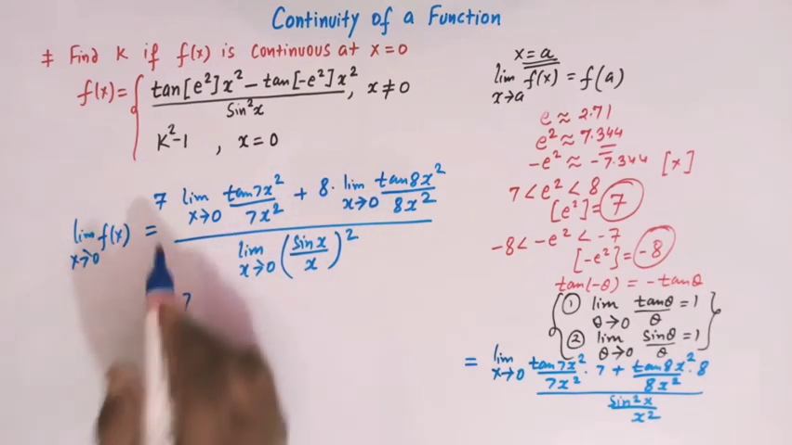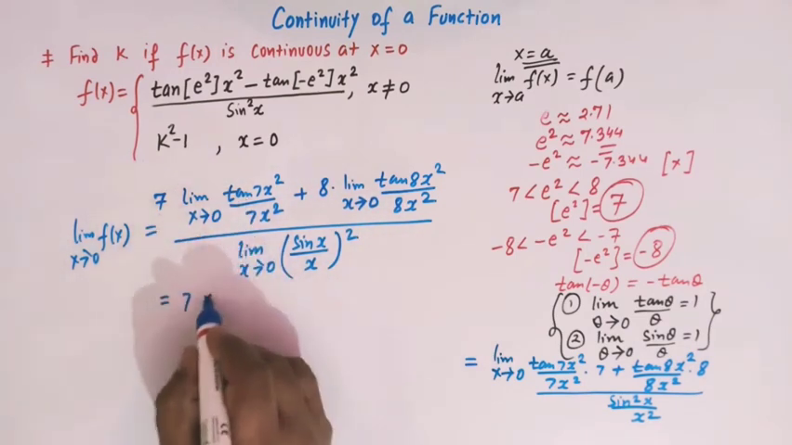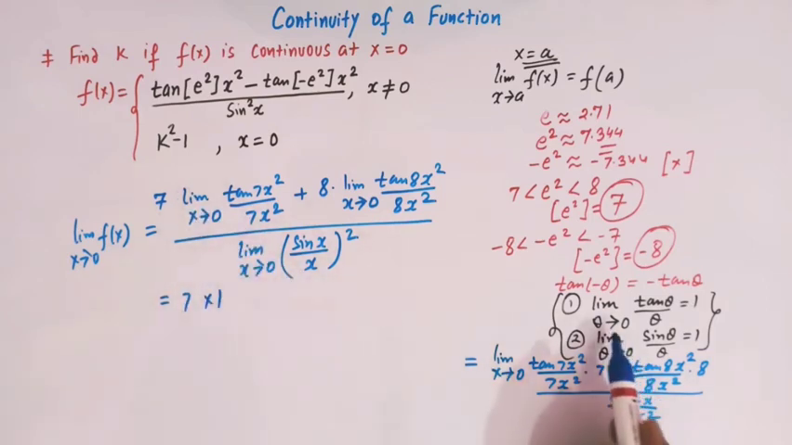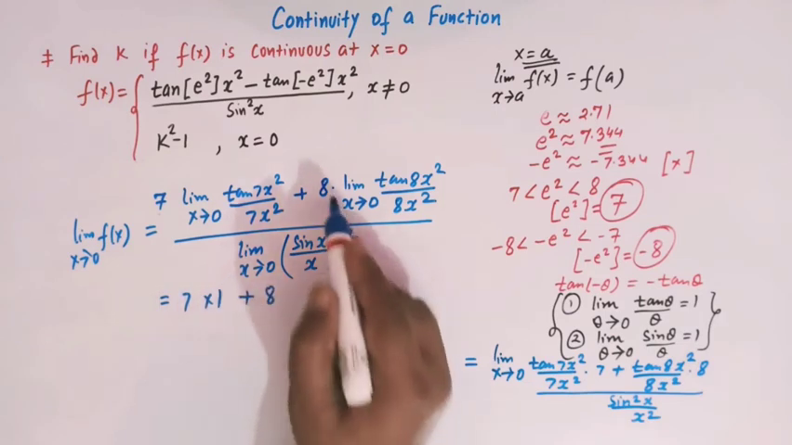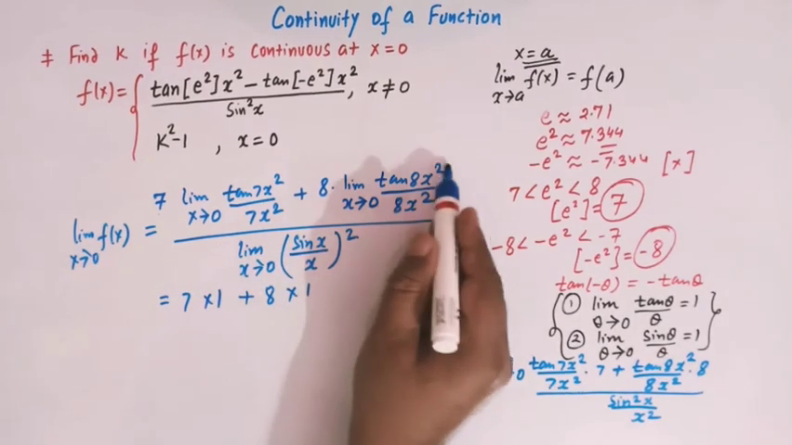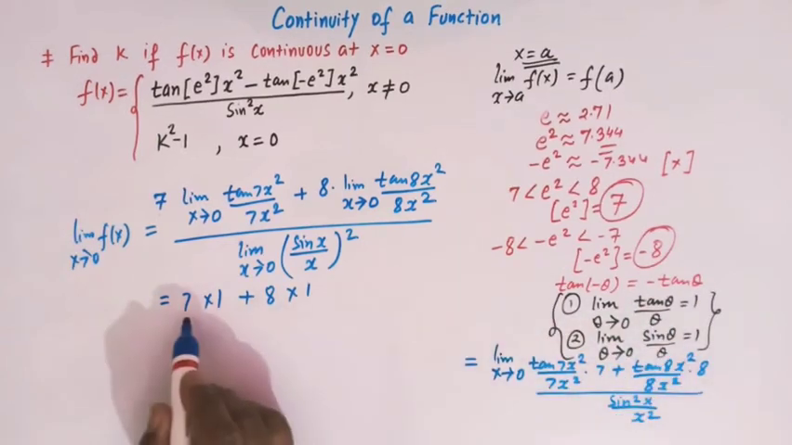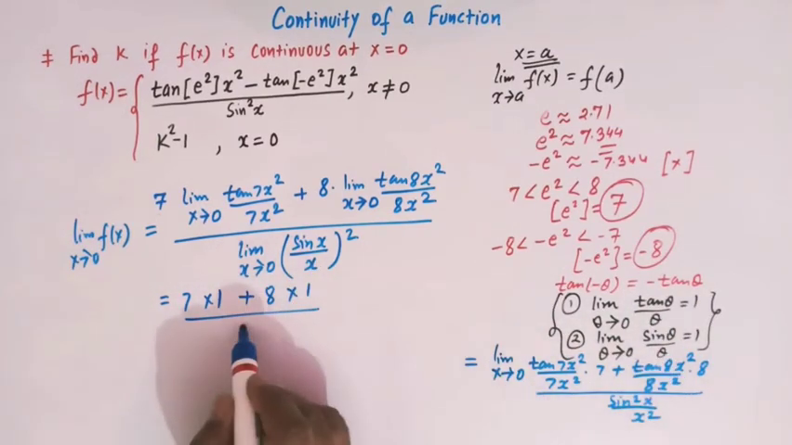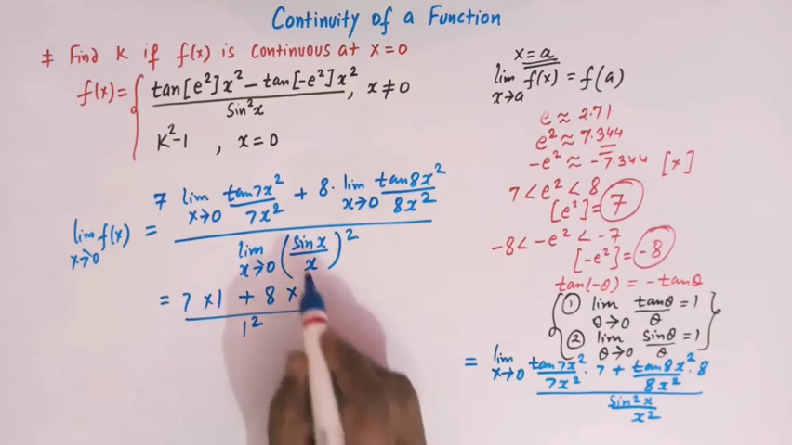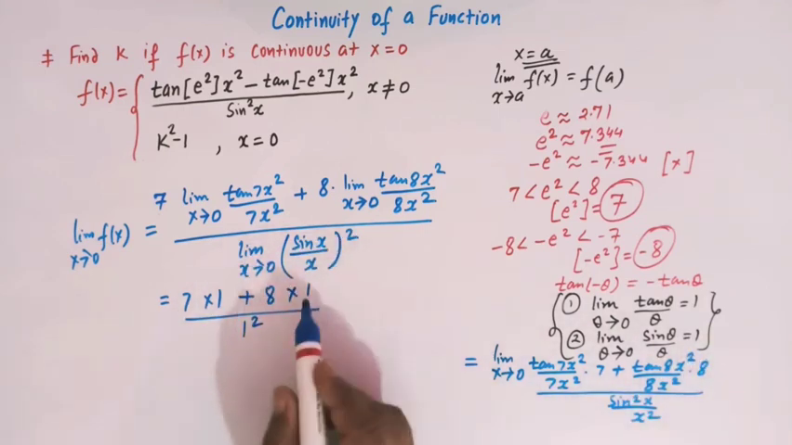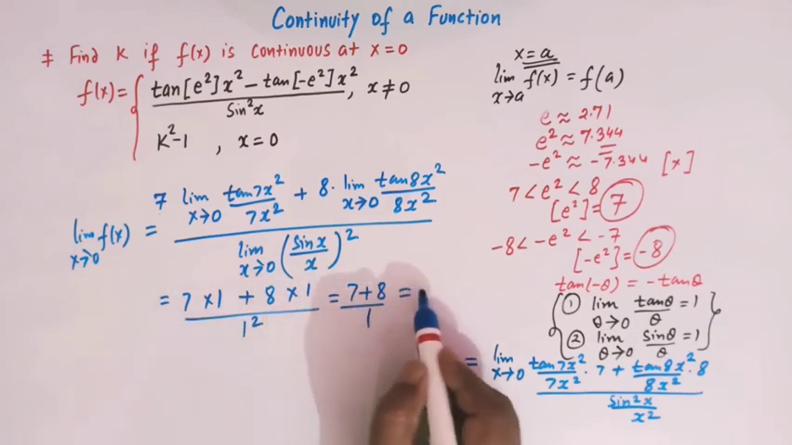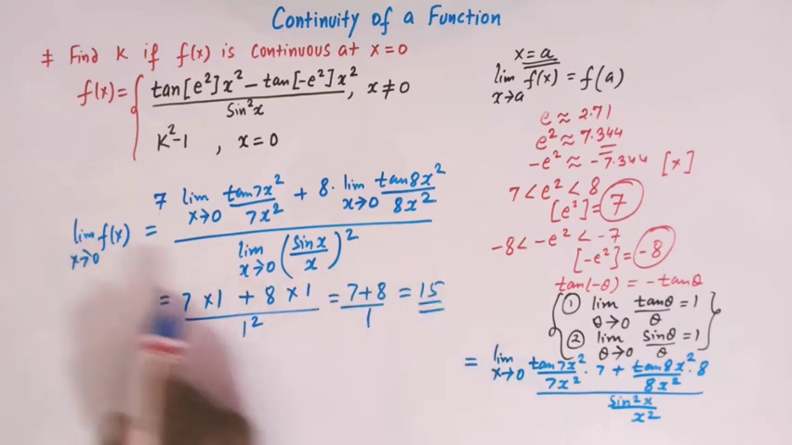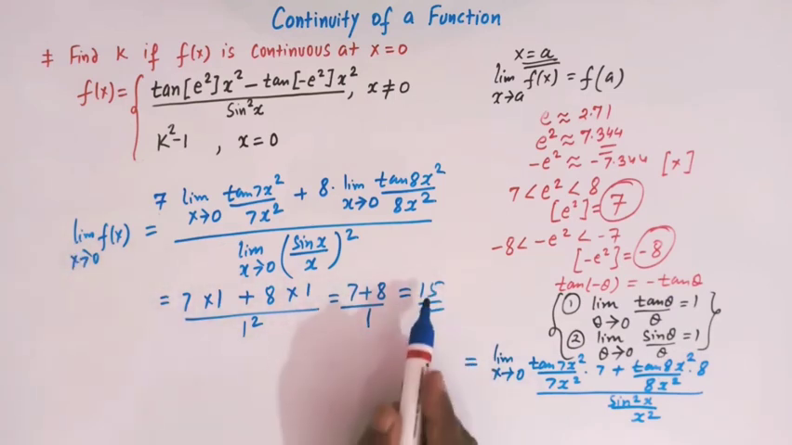So here we have 7, this 7, and here we have 1 because this is limit theta tends to 0, tan theta over theta. And here we have 8 times again 1 because this is of this form. And here we have 1 square, right? Because limit x tends to 0, sin x over x is 1. So this is 1 square, and this is 7 plus 8 over 1, that is 15, right? So the limit is equal to 15, right?